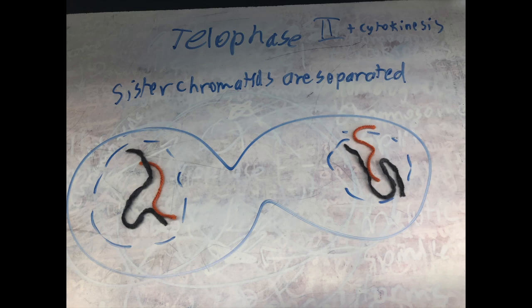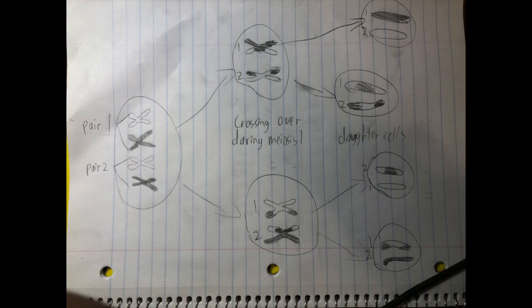However, none of the four resulting cells from the original parental cell is identical because of the crossing over and the random assortment of the non-identical sister chromatids. This increases genetic diversity in a population.